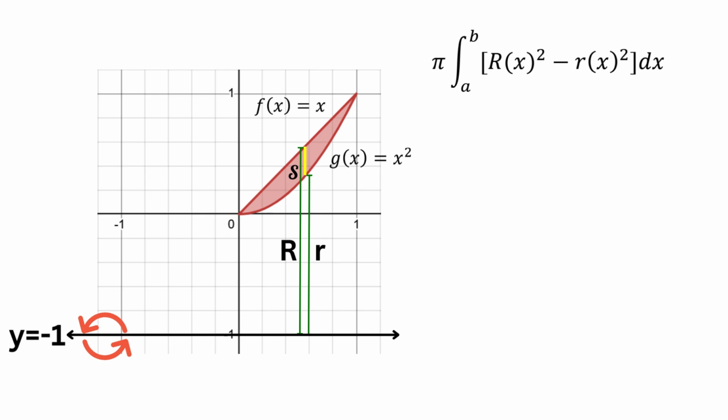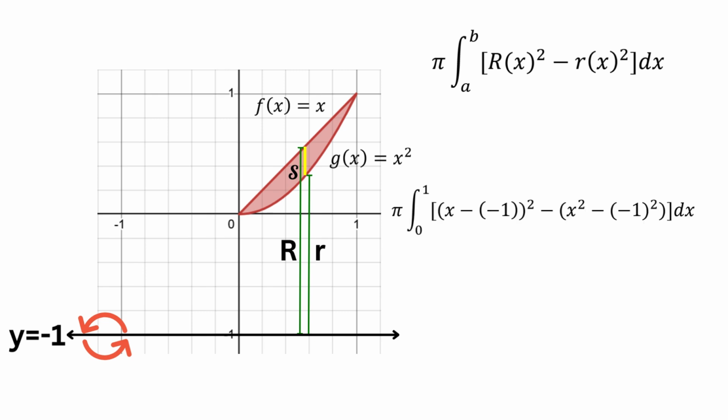Then little r would be the bottom of the yellow partition, which is closer to the line y equals -1. So again, it's top minus bottom: x squared minus -1. And for my limits of integration, we can see that we start at 0 and it ends at 1. So our limits of integration are from 0 to 1.